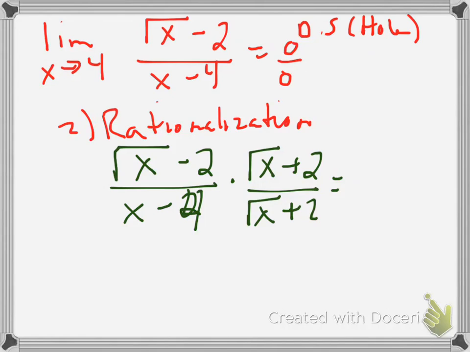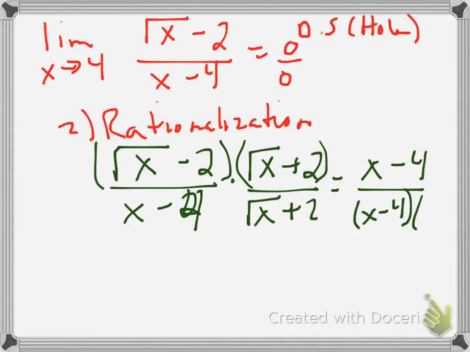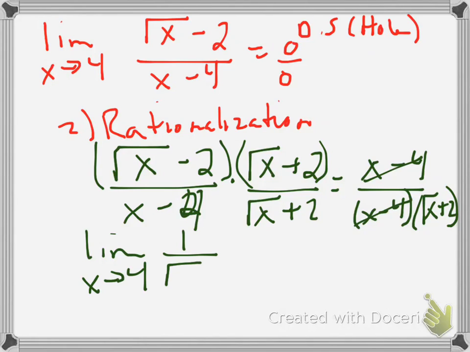Now when we do this, we distribute the numerator, and what we have is x minus 4 in the bottom. And now, do not distribute the denominator. I'm running out of room here. But you realize that these, once again, cancel out. From there, we take the limit, as x approaches 4, of our expanded function, 1 over the square root of x plus 2. And what we have is 1 over 2 plus 2, which equals 1/4.